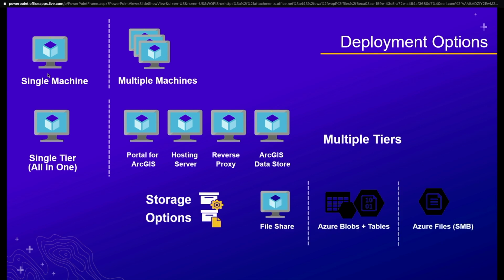This allows you to separate out workloads into separate tiers. In addition, you can choose to use various storage options with the deployment, such as for the server's configuration store or content store. You can put them in the file share on a VM, or you could use Azure blobs and tables to store the configuration and content store. Or you could use Azure files. We'll see these options in a later demo, and also we'll talk about some pros and cons of each one of those.